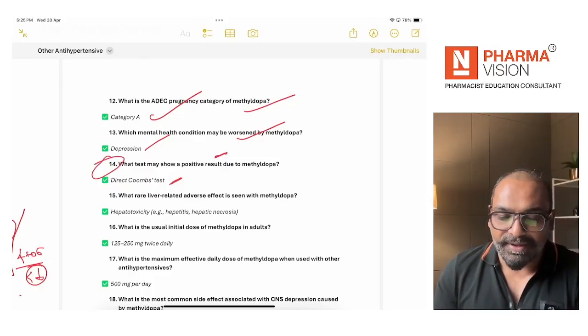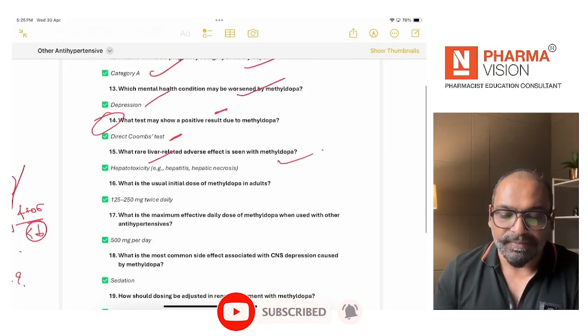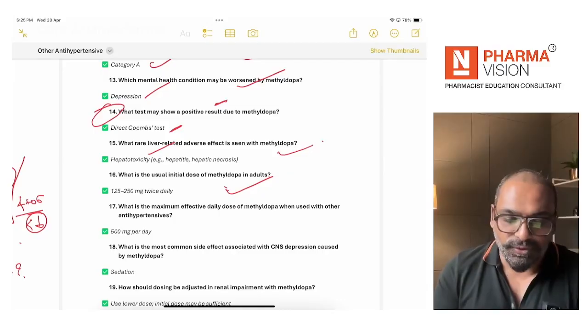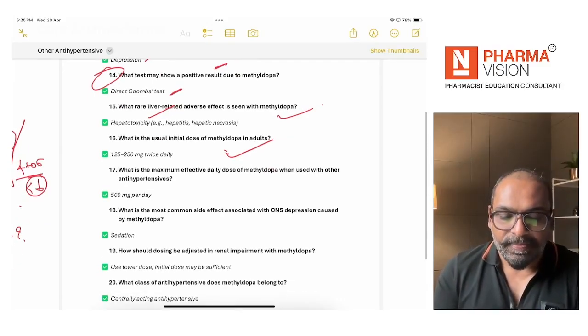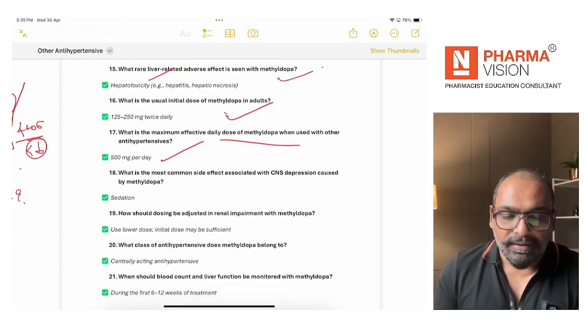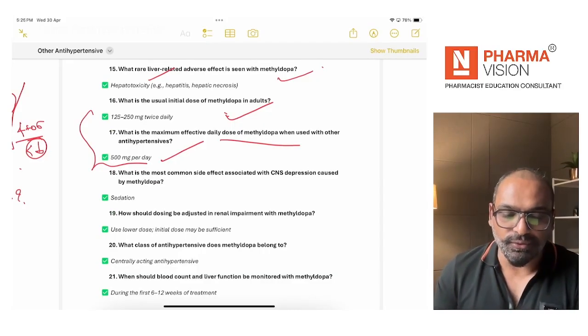What rare liver related adverse effect is seen with methyldopa? Hepatotoxicity. You don't need to remember the dose, but just for your understanding: what is the maximum effective daily dose of methyldopa when used with other antihypertensives? These kinds of questions you don't have to remember, because it's not practically possible to memorize all medication doses.